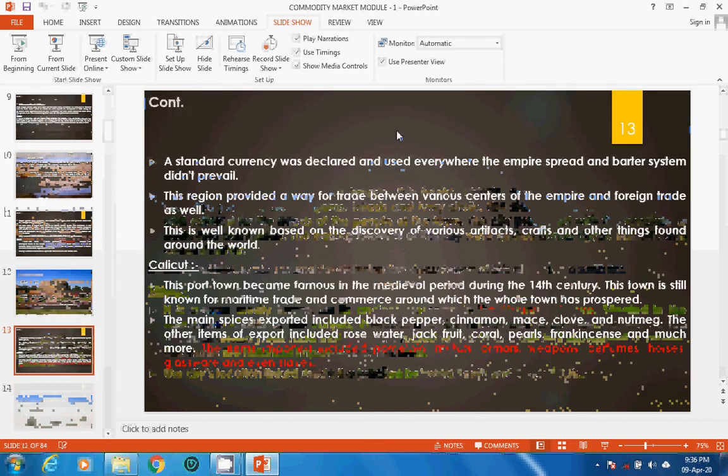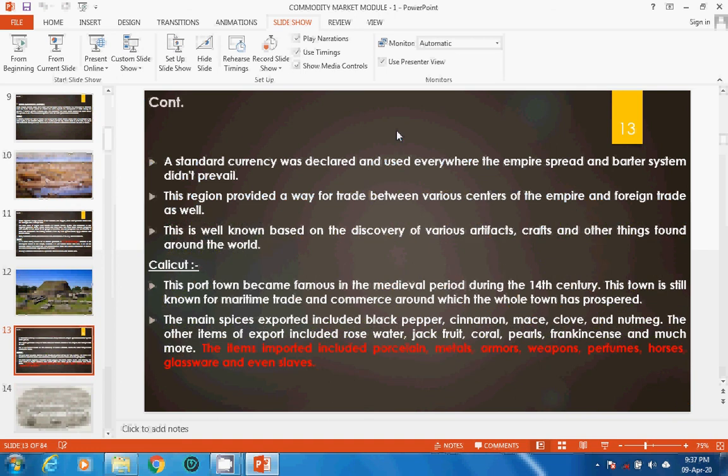A standard currency was declared and used everywhere. As the empire spread, the barter system prevailed. After the invention of the medium of exchange, the currency, that is gold and silver, were used, and the barter system was phased out. This region provided the way for trade between various centers of the empire and foreign trade as well. This is well known from the discovery of various artifacts, crafts and other things found around the world.